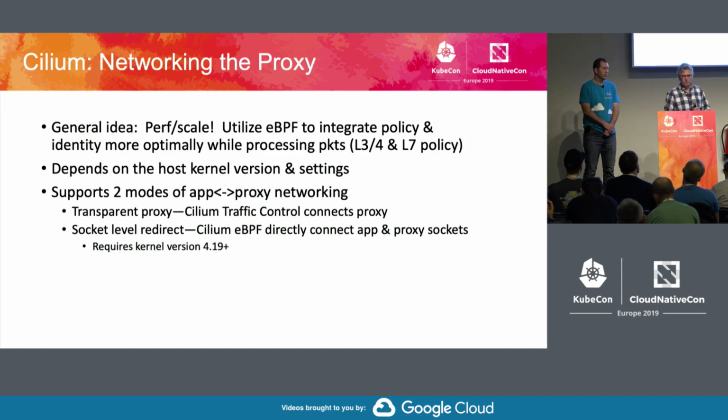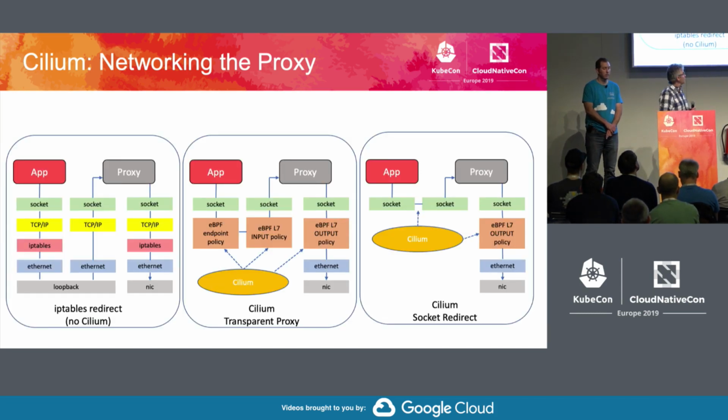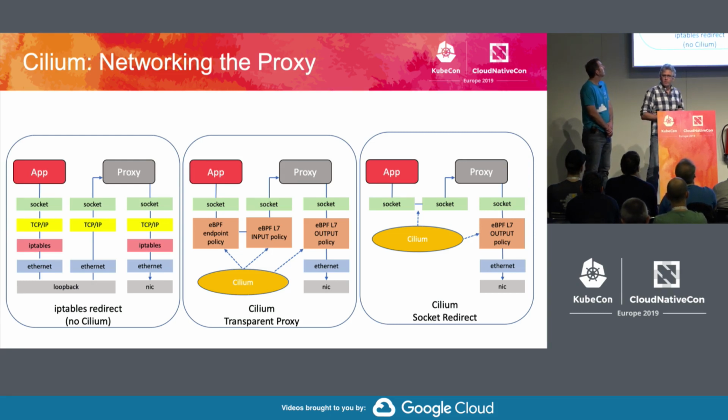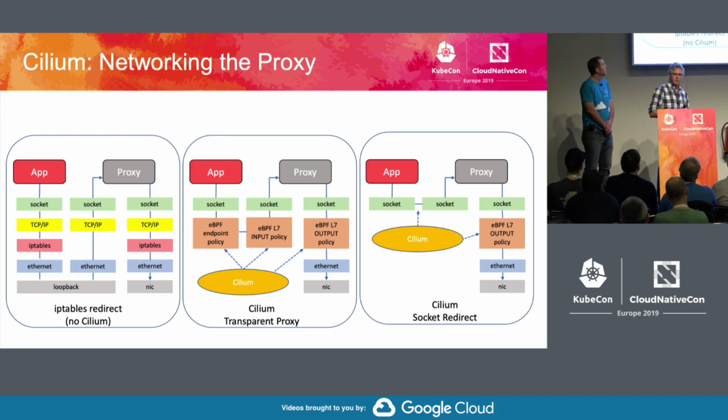So as Tim was referring to, there's sort of two ways that they approach this. They can do a transparent proxy or a socket level redirect. And I show the three variants here. On the left here is the traditional IP tables. You see we pass through IP tables twice, through the TCP stack a few times. Then when you do the transparent proxy, you get one level of performance boost in that you're not actually passing through IP tables. And you've reduced the amount of the stack that you have to go through. And then on the right is an even greater opportunity for performance boost.